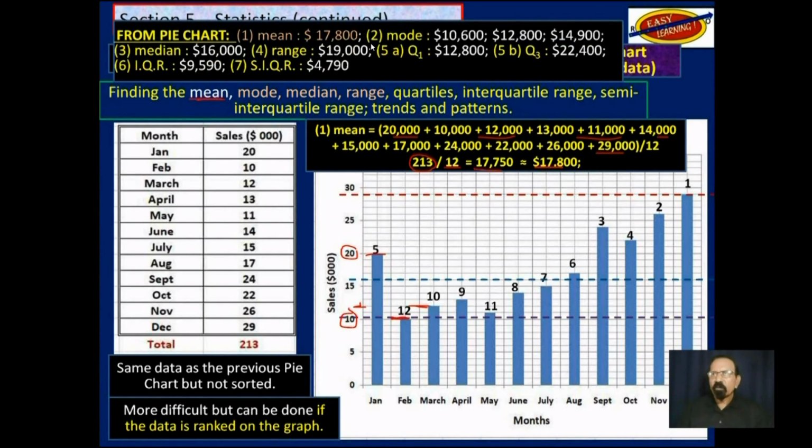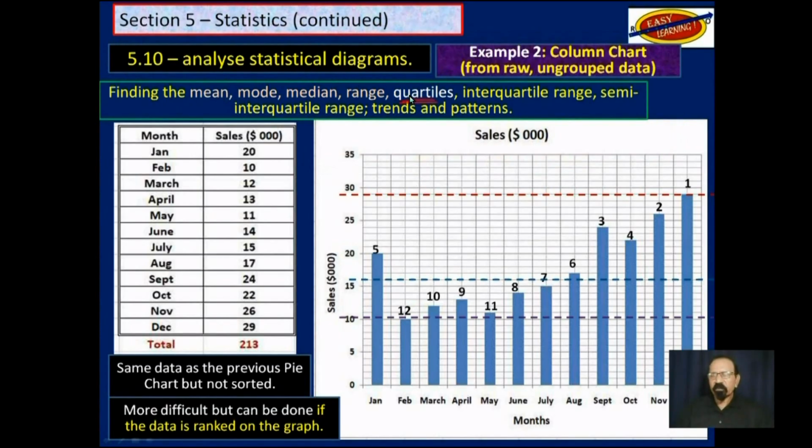And for the mean, from the pie chart, we actually got 17,800. Next, we will look at the quartiles. The first quartile and the third quartile. We already found the second quartile because that was the median. So the first quartile I have here is 12,500.